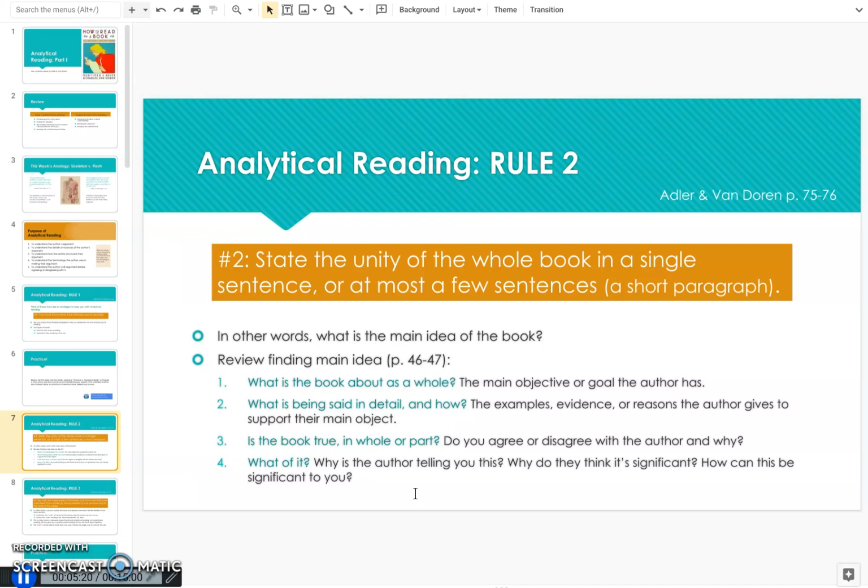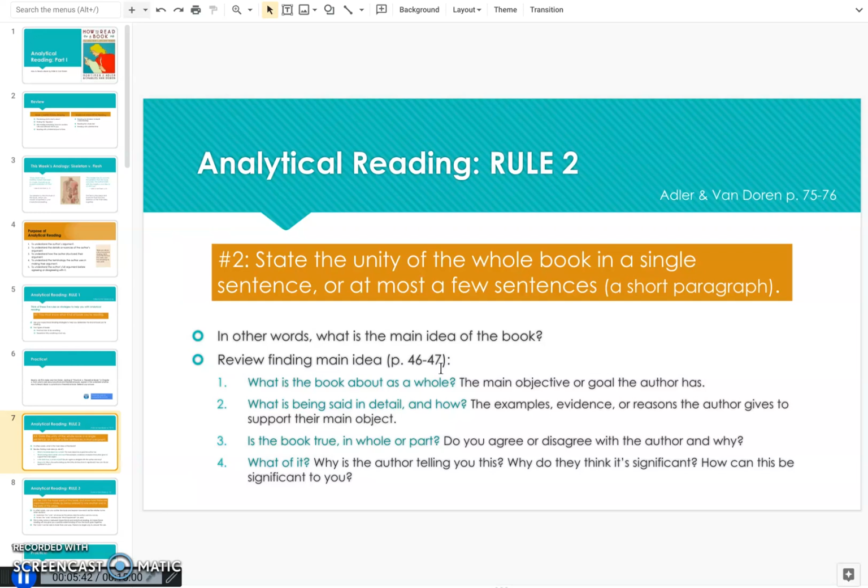All right, so moving on to the second rule: state the unity of the whole book in a single sentence or at most a few sentences or a short paragraph. So in a nutshell, rule 2 is what is the main idea of the book? Okay, so how to find a main idea. There's 4 questions that you can ask, and they're on pages 46 through 47.